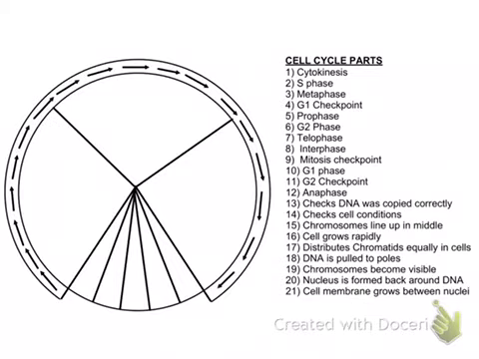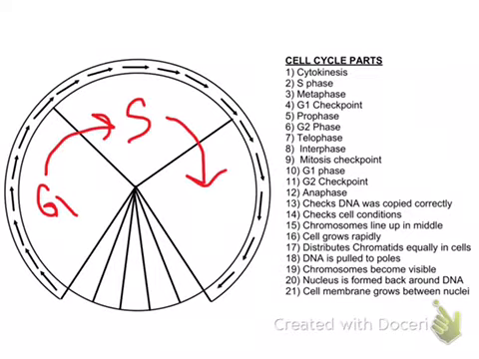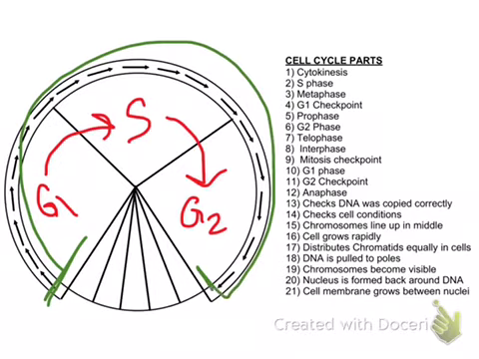So starting with the gap 1 phase, moving over into the synthesis phase, and then the last or third phase, moving into the G2 or gap 2 phase. The other thing I do want you to keep in mind is that collectively, from this point right here all the way around to this point right here, it is all known as interphase. So all three of these phases make up the interphase.